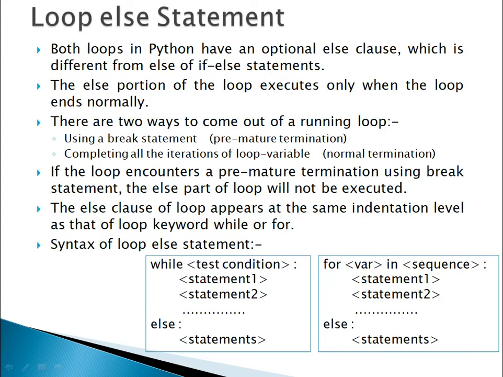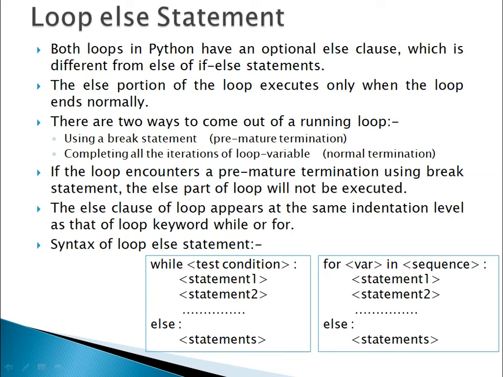Now we have the loop else statement. Both loops in Python have an optional else clause, which is different from the else clause of the if else statement. This point is very important. The else portion of the loop executes only when the loop ends normally. Please note, when the loop ends normally, not abnormally or prematurely.